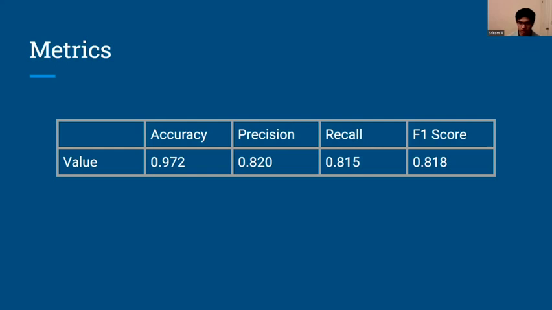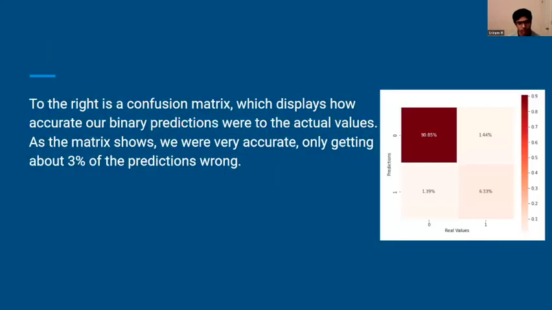So there are four main metrics: accuracy, precision, recall, and F1 score. The closer these values are to 1, the better. And since all of these values are very close to 1, this model was very good. To the right is a confusion matrix, which displays how accurate our binary predictions were to the actual values. And we were very accurate, only getting about 3% of the predictions wrong.